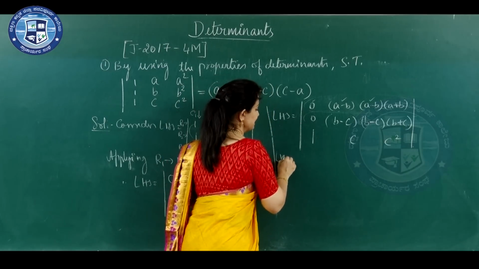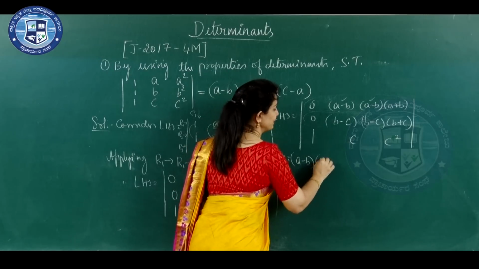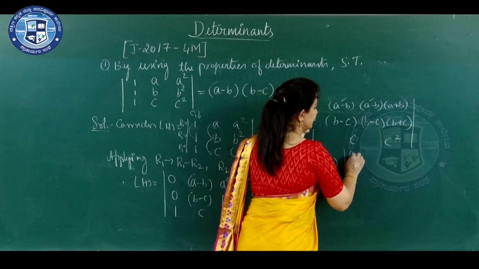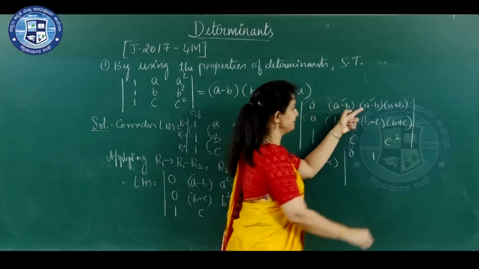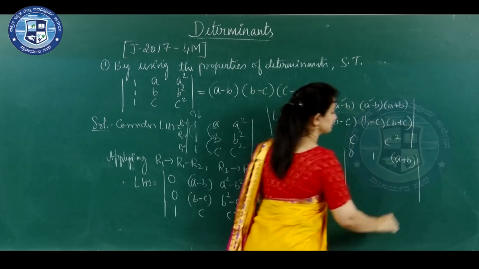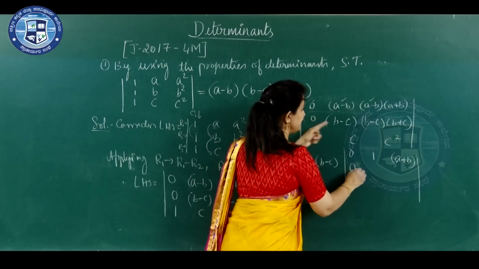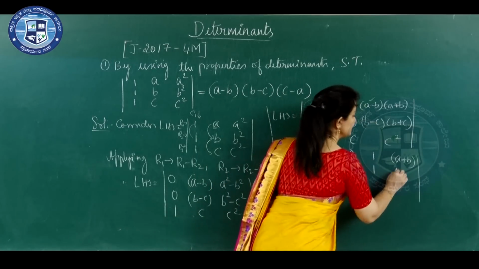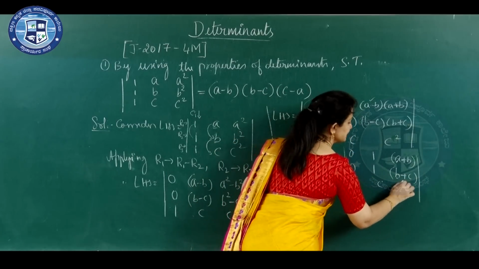So, LHS equals common factors from the first row, A minus B, from the second row, B minus C. Remaining elements, first row 0, A minus B is taken out, so 1 is left; A minus B is removed, so A plus B is left. Second row elements, B minus C is taken out, so 0 remains as it is, B minus C is removed, so 1 is left, this is B plus C. Third row elements are as they are.